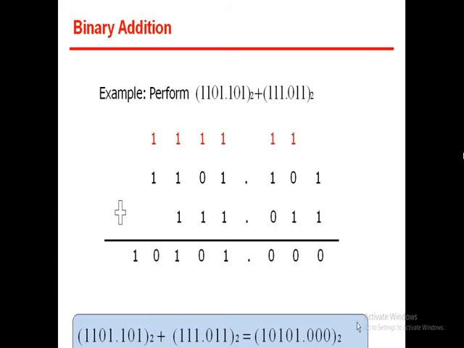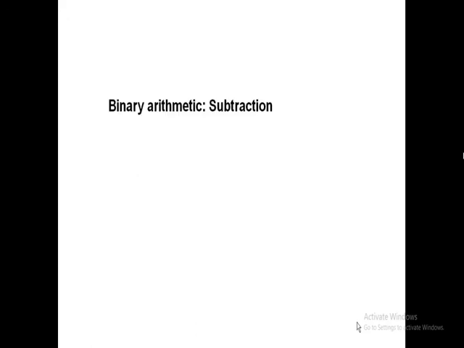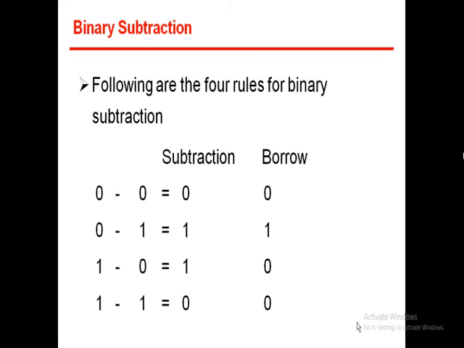The next one is subtraction. Here binary subtraction also has 4 rules. If we subtract 0 from 0, then we will get 0 and borrow is 0. If we subtract 1 from 0, then we will get the result 1 and also borrow is 1. If we subtract 0 from 1, then we will get result 1 and borrow is 0. And if we subtract 1 minus 1, then we will get the result 0 and borrow is 0.